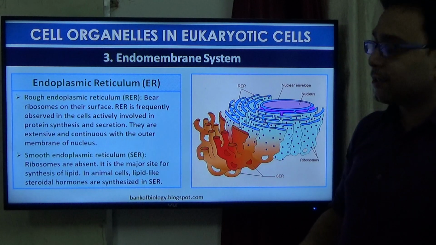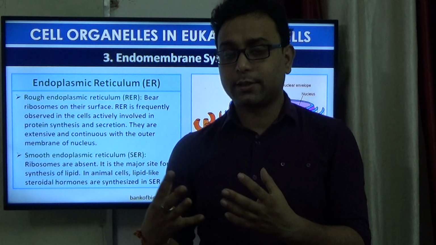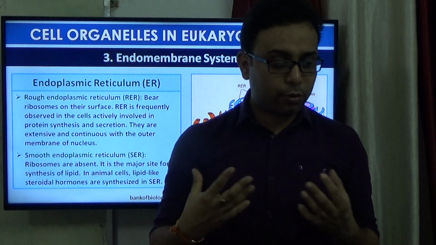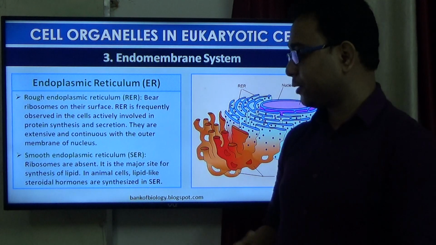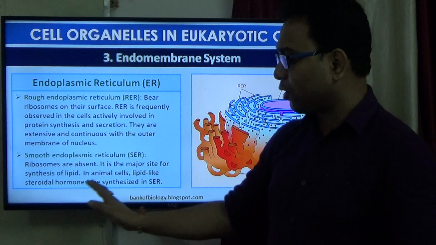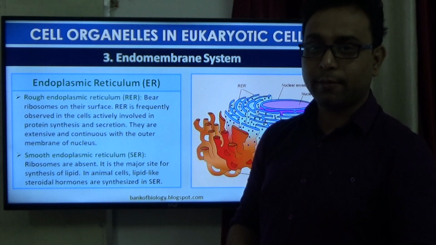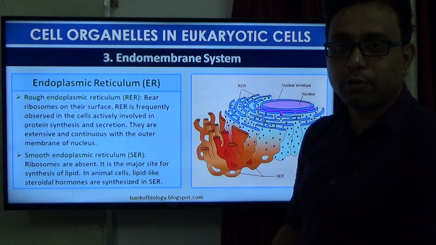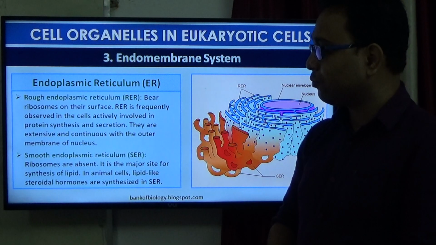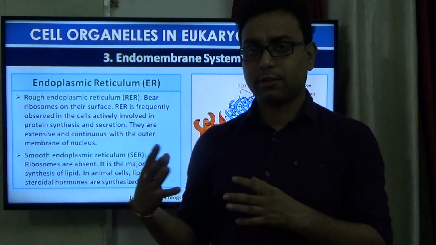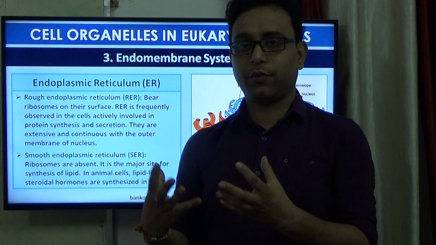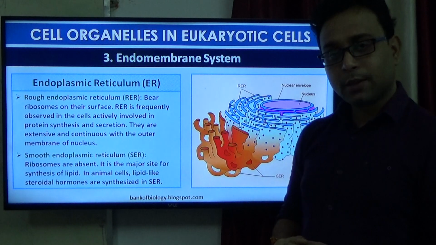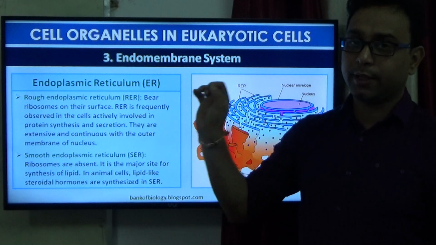The smooth endoplasmic reticulum means ribosomes are not present there. So what is their function? Their most important function is lipid synthesis. In animal cells, lipid-like steroid hormones are synthesized here. So two important functions: lipid synthesis and synthesis of lipid-like steroid hormones in the smooth endoplasmic reticulum. Another function is detoxification, which is the most important function of the SER. Clear? This is very important for your NEET.